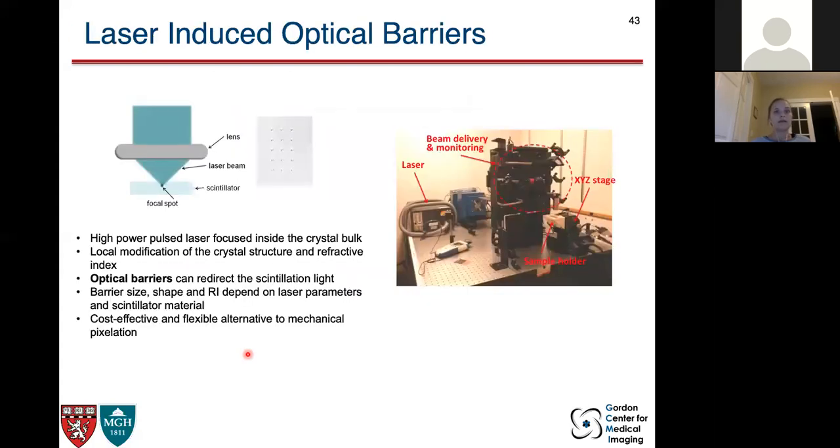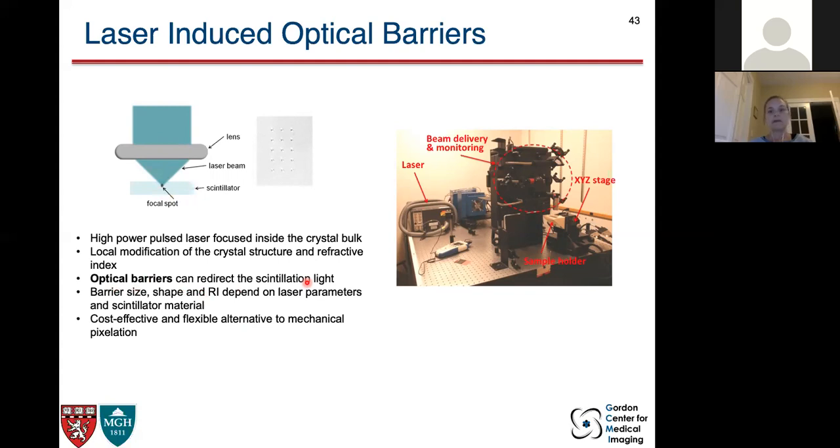So one thing that we are working with in my lab is laser-induced optical barriers, which is an alternative technique that can be used to confine light in scintillators. With this technique, we use a high-powered pulsed laser that we focus inside the scintillator crystal, and that can cause a local modification of the crystal structure and the refractive index. We call these optical barriers, and they can then redirect the scintillation light and work similarly to reflectors.